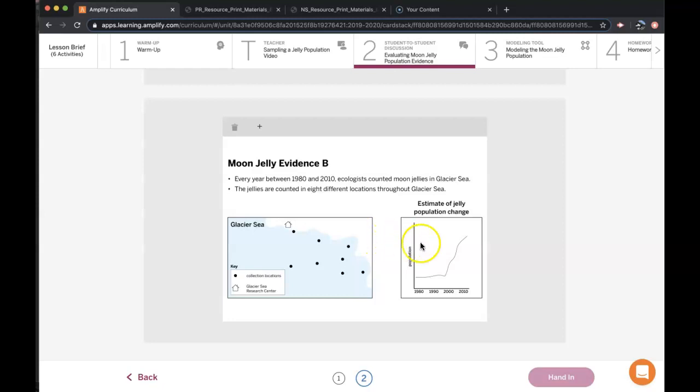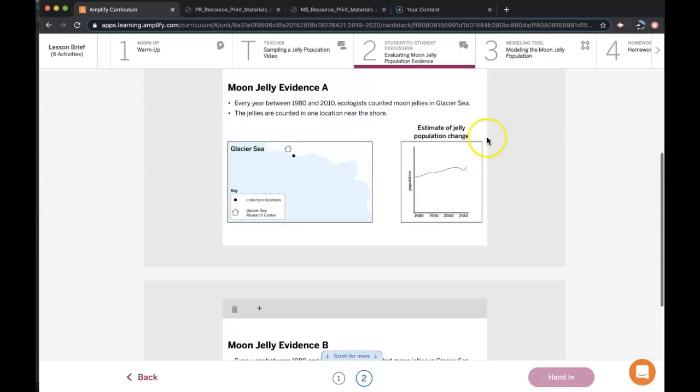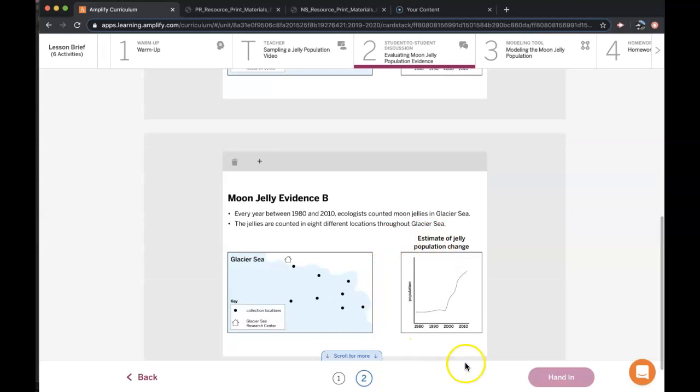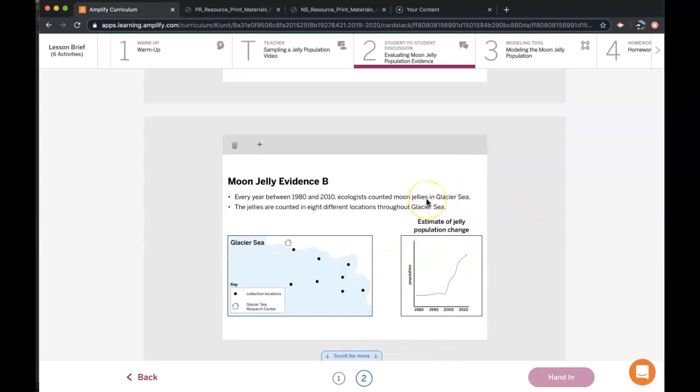The graphs show how the estimates of the moon jelly population size changed based on the samples. And the graphs are not the same because the samples are not the same. So evidence card A's graph looks different than evidence card B's graph, and that's because they're not the same samples. So the graph from moon jelly evidence card B provides a more accurate estimate of the change in the jelly population because this sample represents more of the whole. It's a better representation of the whole Glacier Sea than evidence card A. So this graph, we would say, is a stronger graph. It provides a more accurate estimate.